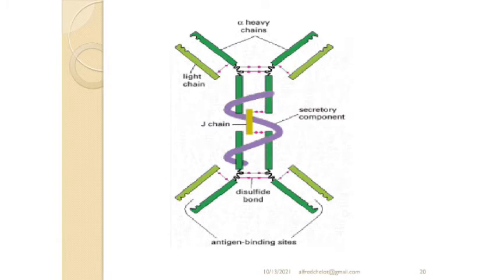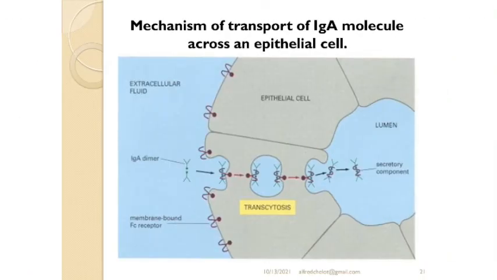Here we can see the secretory component, and it is important for you to know its function. The secretory component is a polypeptide made by epithelial cells, and it helps in the passage of immunoglobulin A to the mucosal surface and prevents its degradation by proteolytic enzymes in the intestinal tract. That is very important for you to remember.